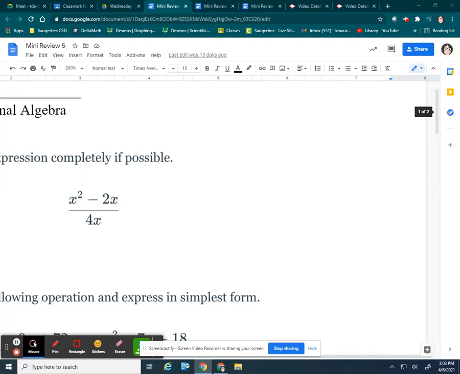This is mini review number 5. This one is the longest one out of all of them. I zoomed in because there's a lot going on, so you'll just have to look at your paper to read the directions. Number 1 comes from assignment number 18.